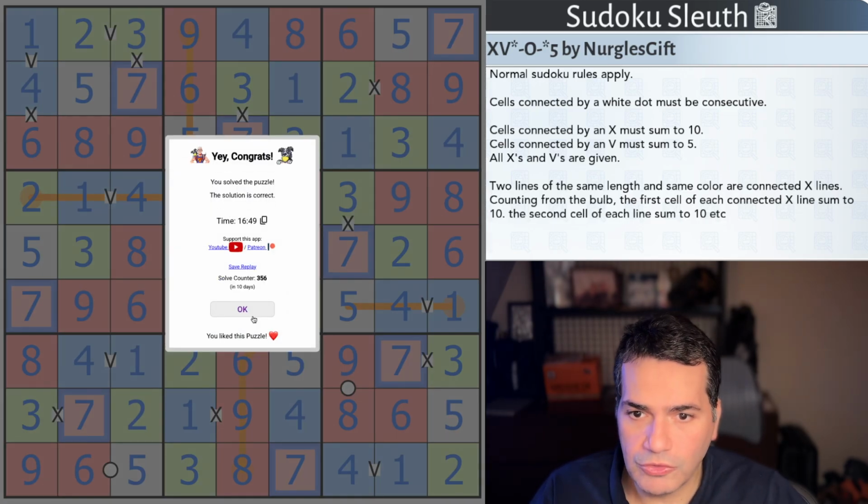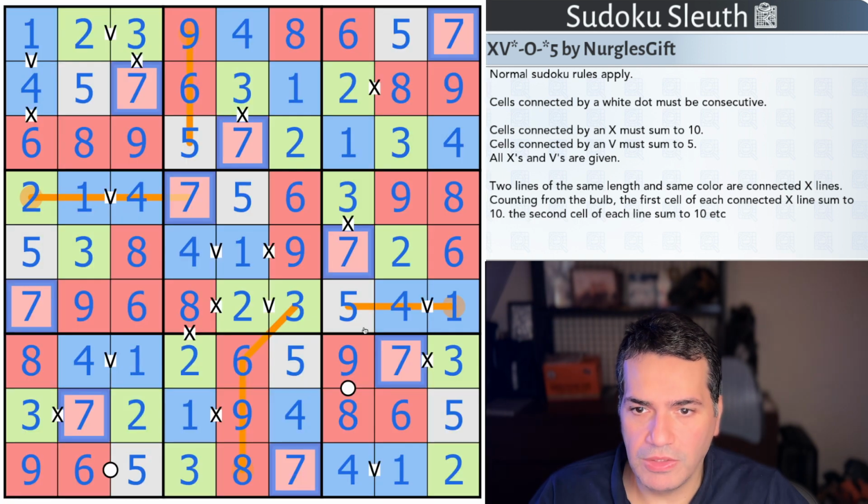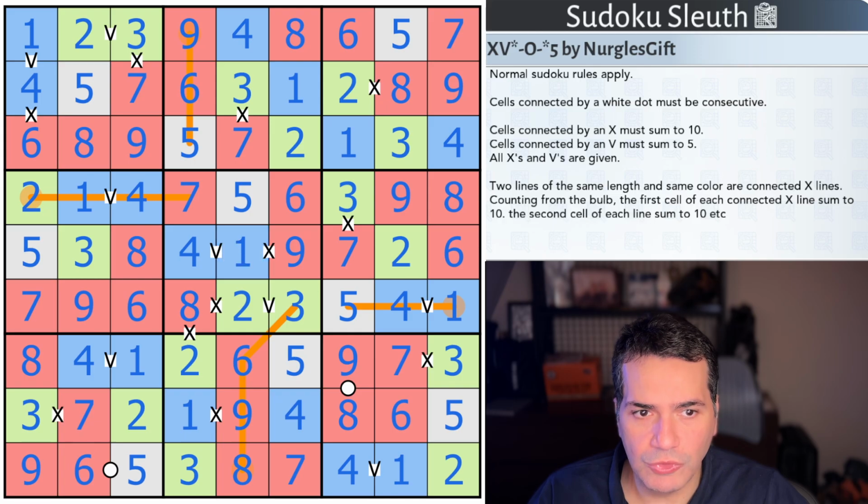Fantastic puzzle as always, NurglesGift. Solved fairly quickly. You know, so 2-star, but like just this kind of solution path just like usually makes short work of most XV puzzles.